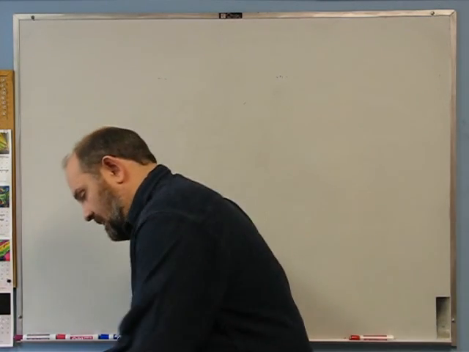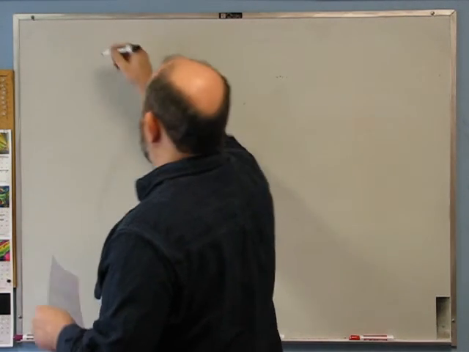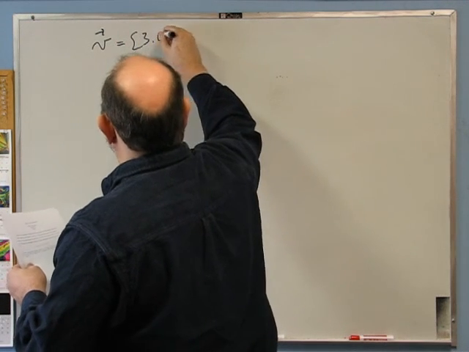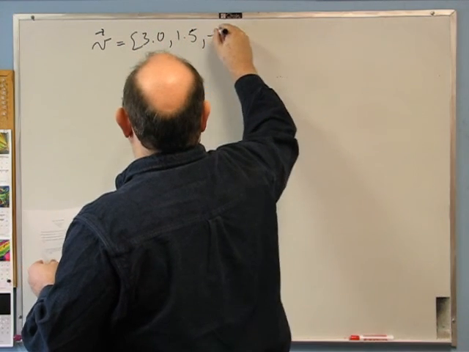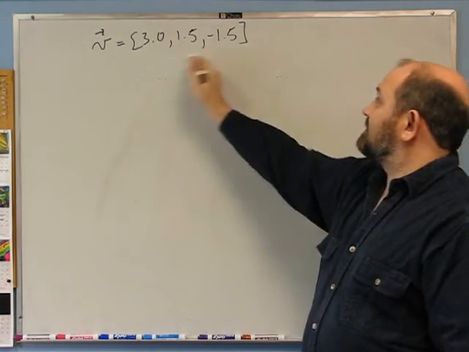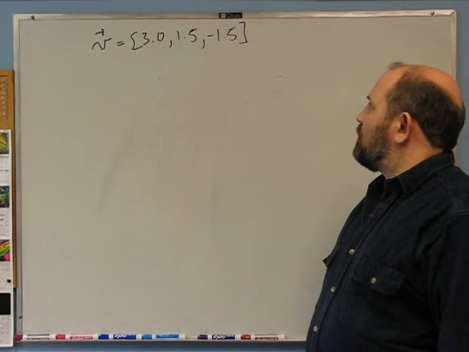All right, so first question: what angle does the vector V make with respect to the y-axis? So V is equal to (3.0, 1.5, -1.5). And there are no units on this vector, because I just gave you the numbers. And what angle does it make with respect to the y-axis?